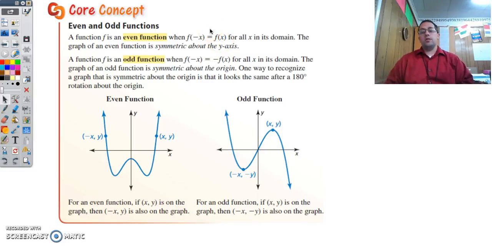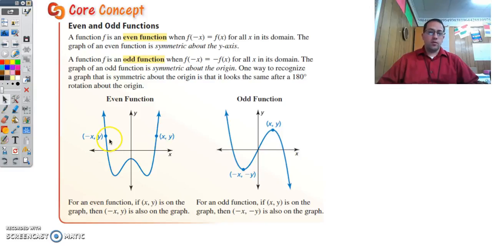Also, if you plug in some value for x, let's say 5, and you get an answer of 10, and then you plug in negative 5, you still get an answer of 10. All right? And that works for every single value of x. That's an even function. And the graph of this is going to be symmetric about the y-axis.